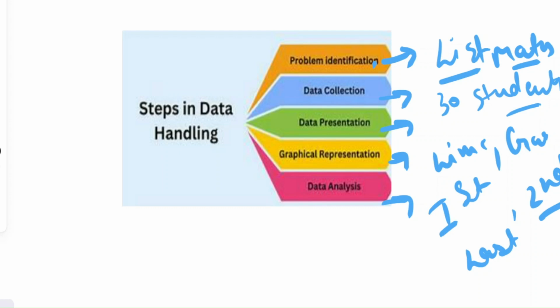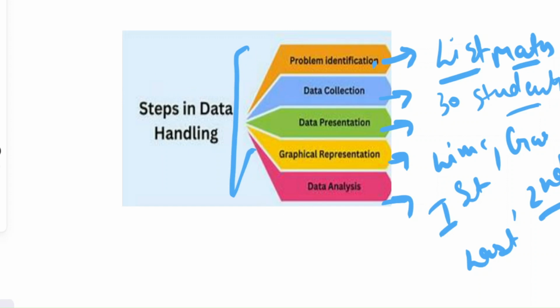Our problem was to prepare a list. We collected the data, organized it, presented it in a table format, and in a line graph, bar graph, or any other picture format, to find the answer to our question. The analysis part was who came first and who came last. Data handling becomes very simple if we follow each step given in this picture. I hope it's clear to everyone.